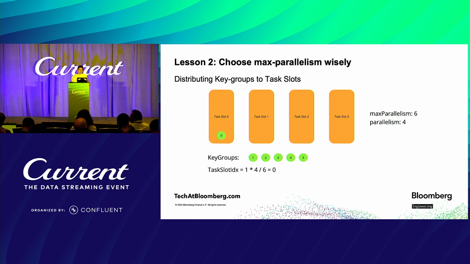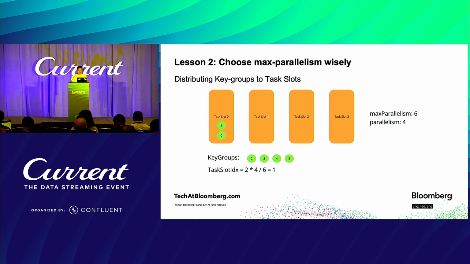Similarly, we can do the same thing for our key group 1. Here the task slot index for key group 1 is calculated as the key group index, which is 1 in this case, times the configured parallelism, which is 4, divided by the configured max parallelism, which is 6. So 1 times 4 divided by 6, and in this case we're doing integer division, so that will give us 0. So our key group 1 is going to be assigned to task slot 0 again.